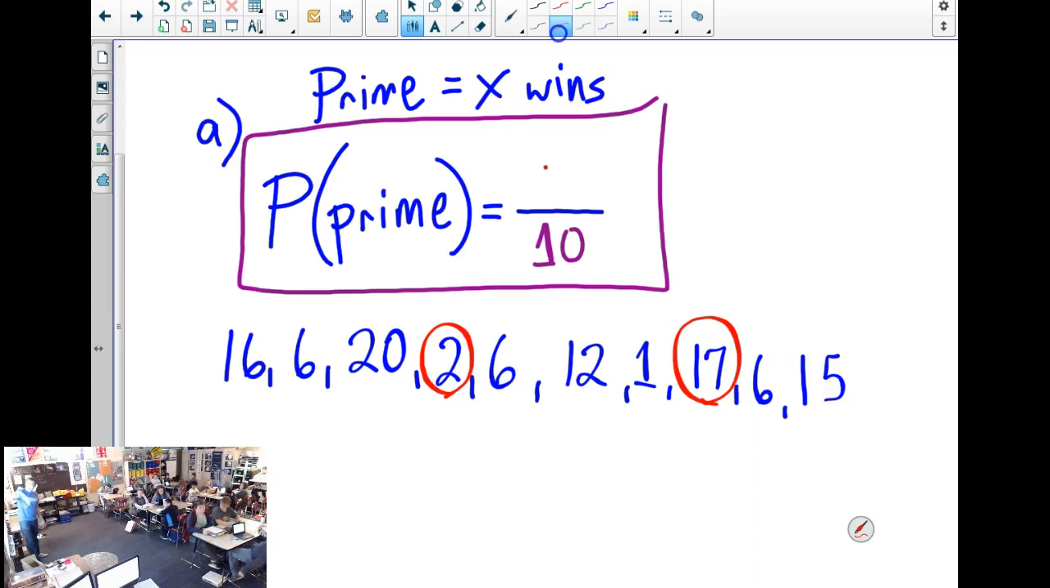So here, I get that my probability of prime from the experiment is 2 out of 10. Yours might be different. Anyone get a different probability other than 2 out of 10? Your experiment came out differently. So do this again for game 2, playing out if it's even or something like that. And then play out game 3. Do the 10 numbers.